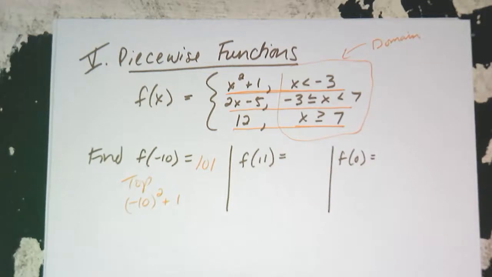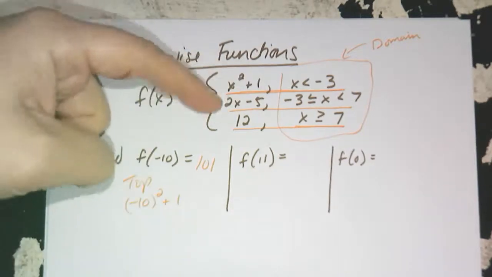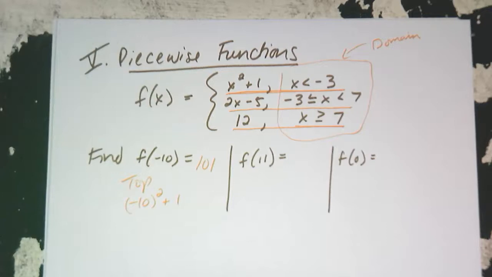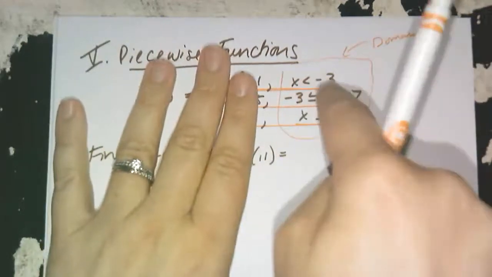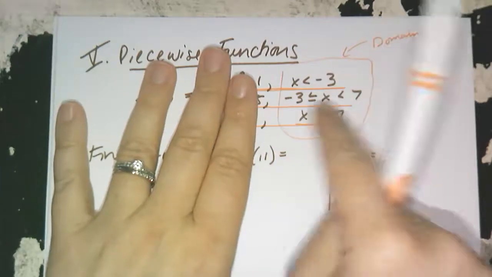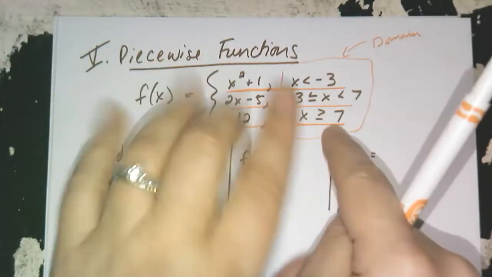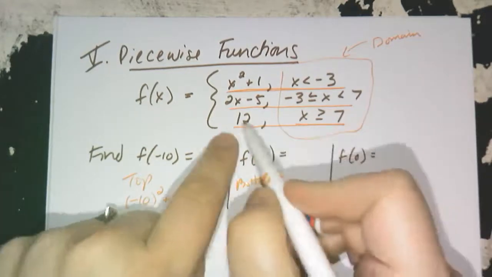That's it. You want to do it again? Great. Let's go. Where would I put 11? Top, middle, or bottom? Bottom. Why the bottom? Greater than 7. Okay, don't look at this side. You're putting in 11 and determining which one you're using. 11, is that less than -3? No. Is 11 between -3 and 7? No. 11 is greater. Oh, it's in the bottom one. So I am going to plug 11 in for x onto this function part.